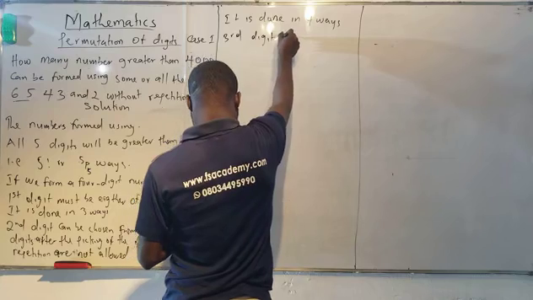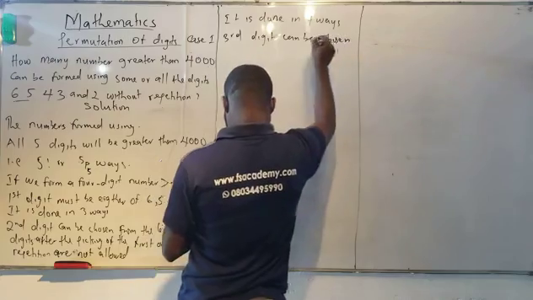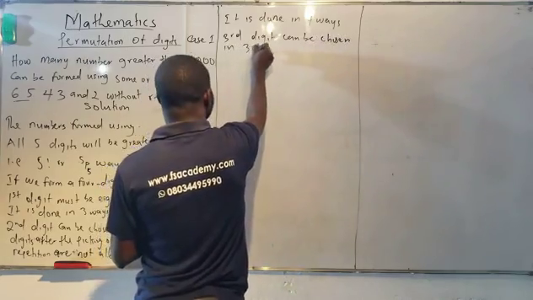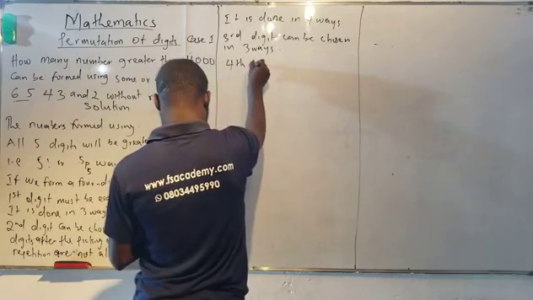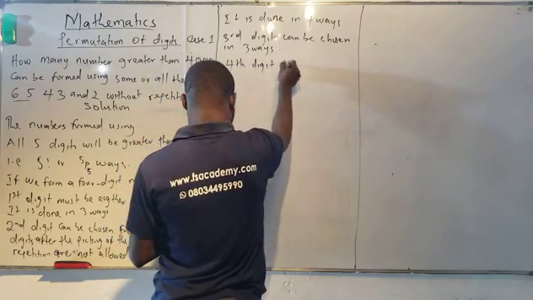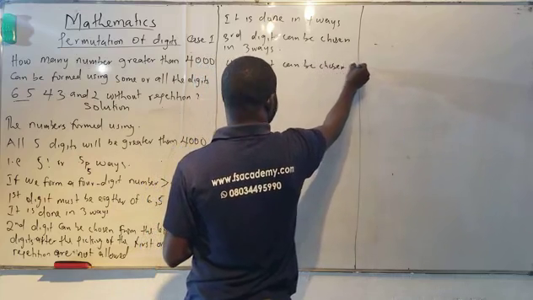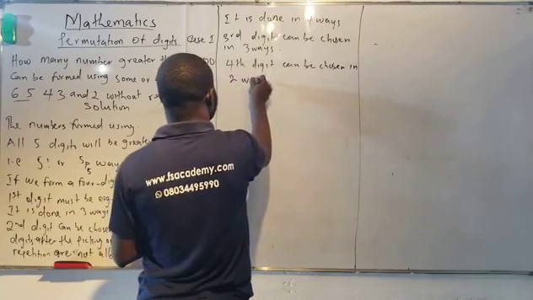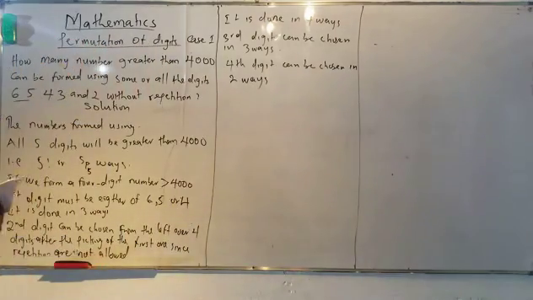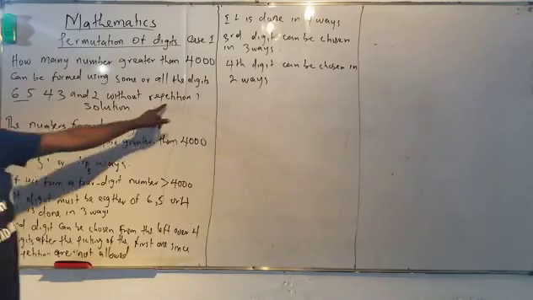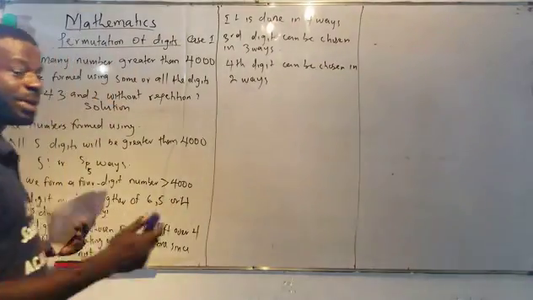Now, the third digit can be chosen in 3 ways. The fourth digit can be chosen in 2 ways. Don't forget that all these are happening because there is no repetition. Since there is no repetition, as you are taking, you are coming down one by one.